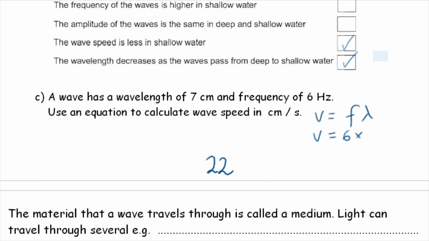Well, we've used this equation before. Speed is frequency times wavelength. Notice here it's asking for the answer in centimeters per second. So it's okay on this occasion to write down the wavelength in centimeters. Almost always in physics we work in meters, but on this occasion it's fine. 7 6s, 6 7s, is 42. And that is now not meters per second, but centimeters per second.